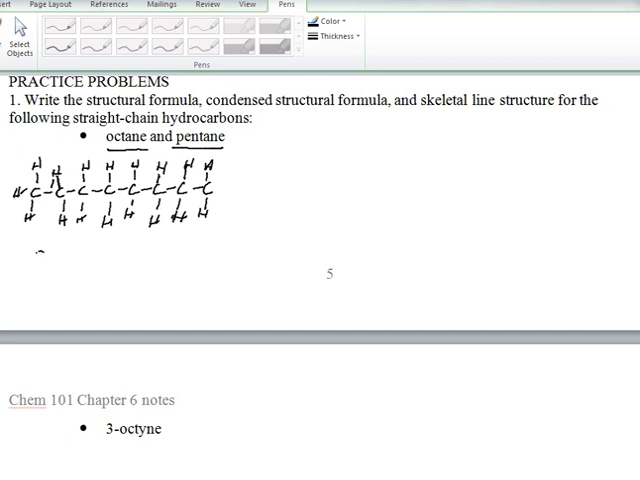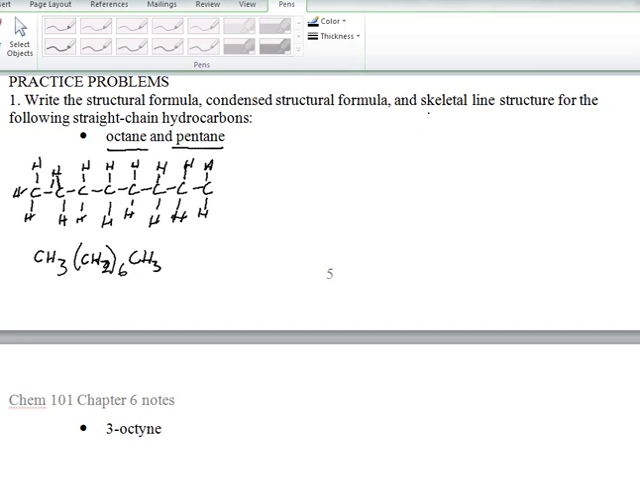That's where we draw CH3, and then we have 1, 2, 3, 4, 5, 6 CH2 groups. So in parentheses, we can put that CH2, 6 of them, and then one last CH3. So it's a much simpler way to draw the condensed structural formula.